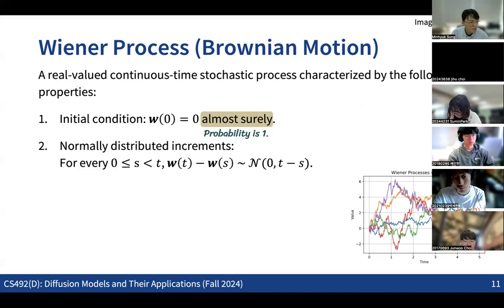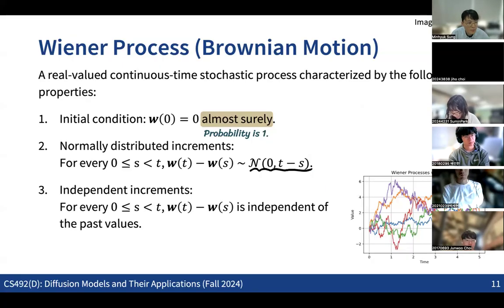And the second condition is that the incremental changes from the time step S to T are characterized by the normal distribution. So if we look at the incremental changes from the time step S to T, they should follow the normal distribution with zero mean here. This is the second characteristic.